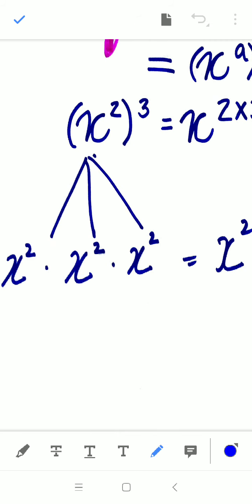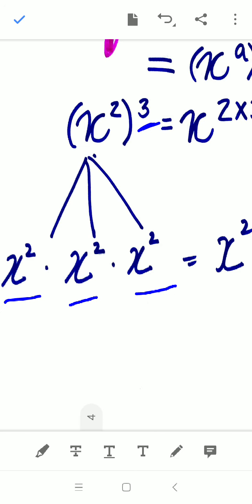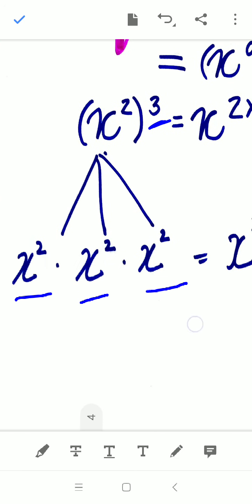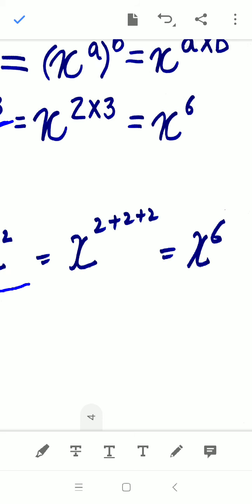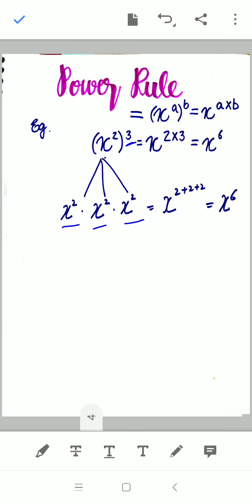X raised to the power 2 is written how many times? 3 times, because the power here is 3. Now x raised to the power 2, because there is a multiplication sign in between all, we need to add the exponents as we have studied in the product law. When we add the exponent, again we get x raised to the power 6. This is how we are getting the power rule.